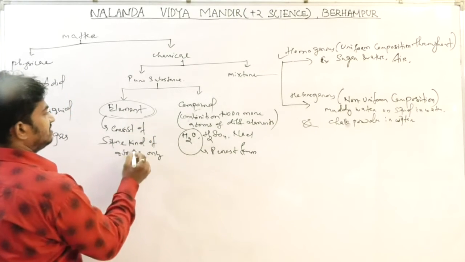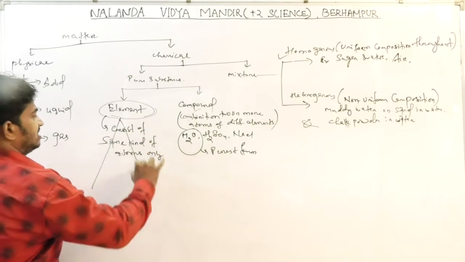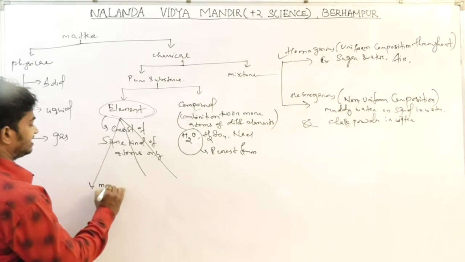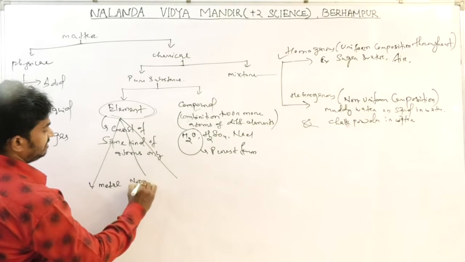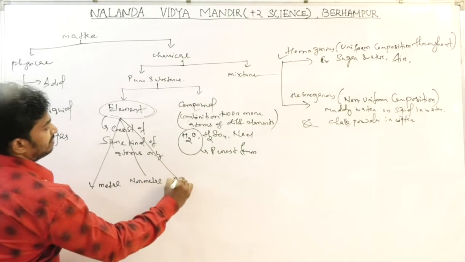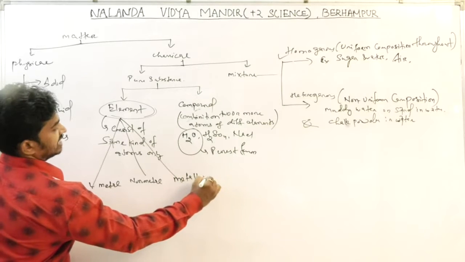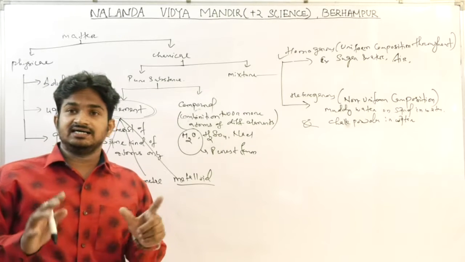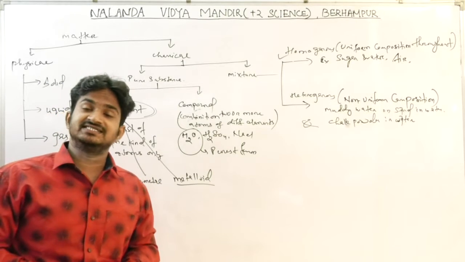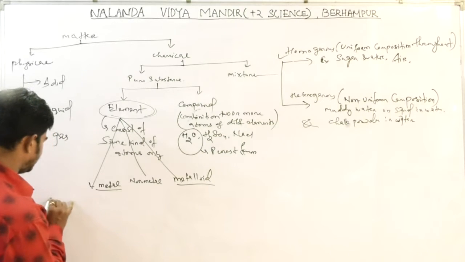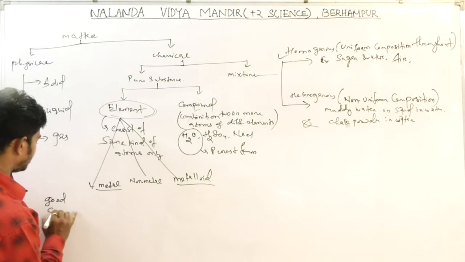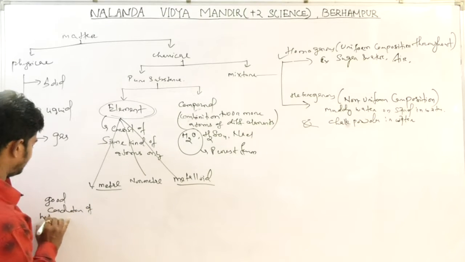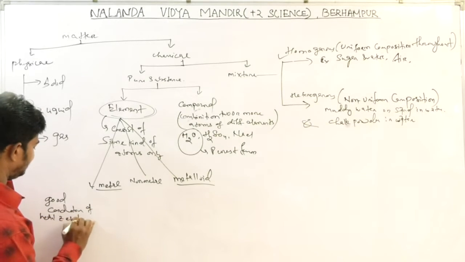Again, the element is of three parts. I have already told you in the last class, that is metal, non-metal and metalloid. What are the main properties of metal? Metals are good conductors of heat and electricity.